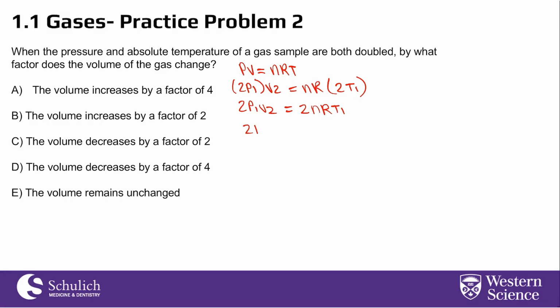So then we can simplify this to this. And you have a 2 on each side, so they're just going to cancel each other out like that, which is just going to make it PV equals nRT, meaning that your volume doesn't change because you end up with the same equation that you started with. So the answer is going to be E, the volume does not change.